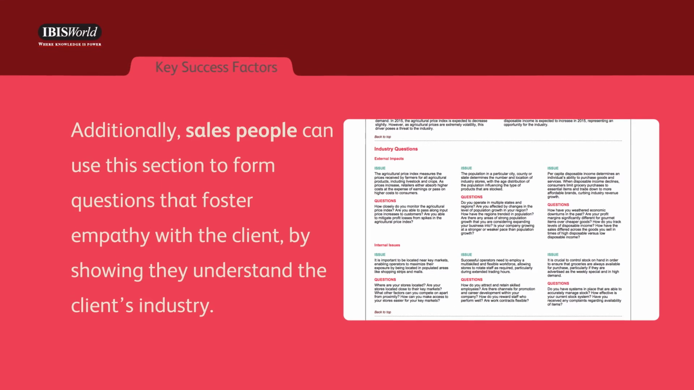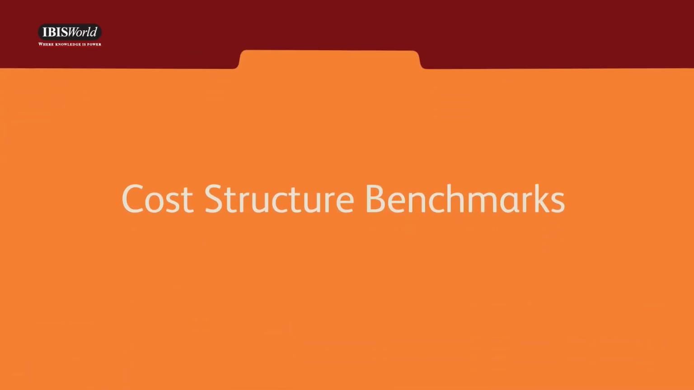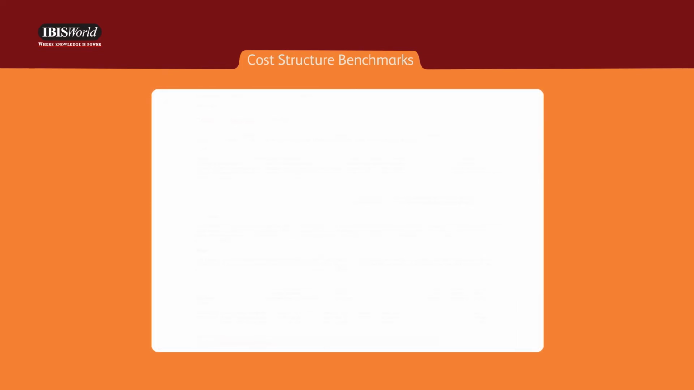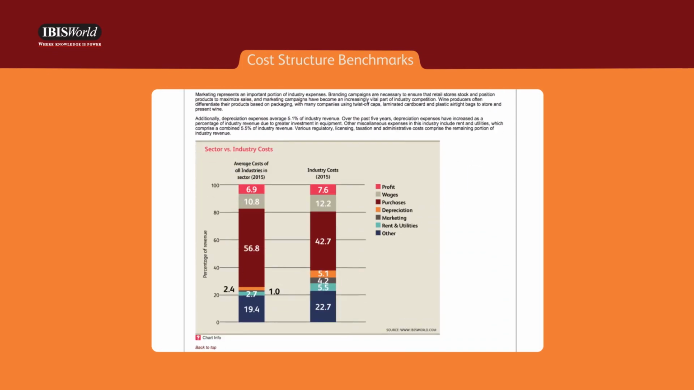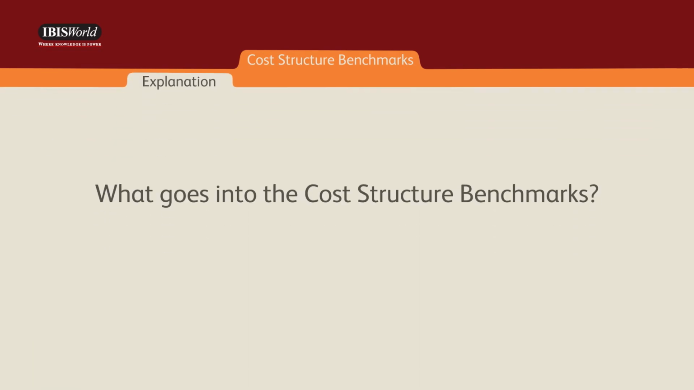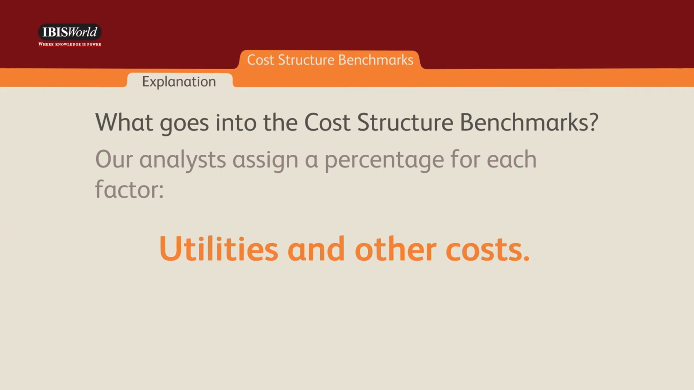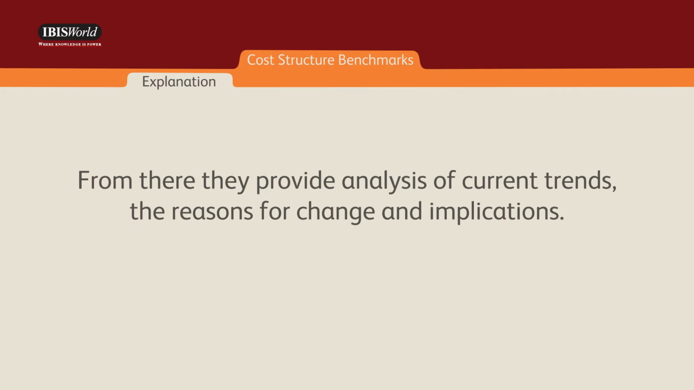Cost structure benchmarks. This section quantifies and discusses industry operator cost and includes a chart breakdown by cost type and related analysis. What goes into the cost structure benchmarks? Our analysts assign a percentage for each factor: profit, wages, purchases, depreciation, marketing, rent, utilities, and other costs. From there, they provide analysis of current trends, the reasons for change, and implications.